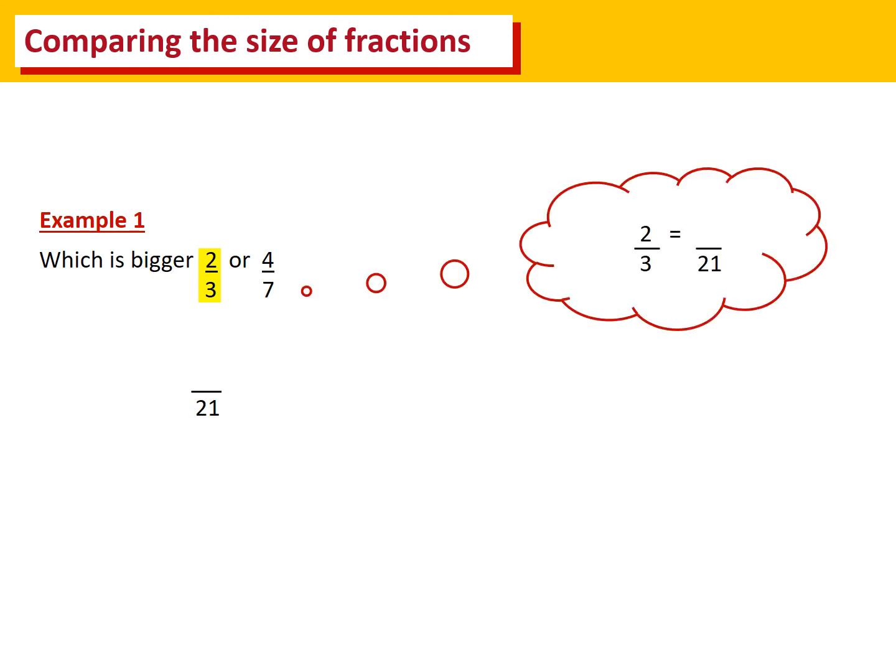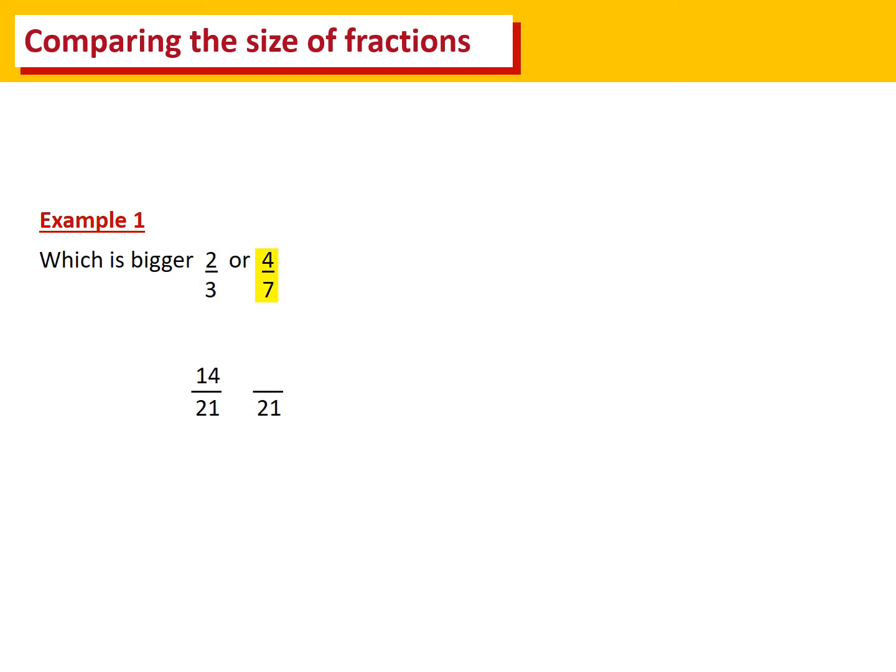Let's think. What have we done to the denominator to change it from 3 to 21? We've times it by 7. So we must do exactly the same to the top number, the numerator. Times it by 7. Therefore, that gives us 14 over 21. So 2/3 is the same as 14 over 21.